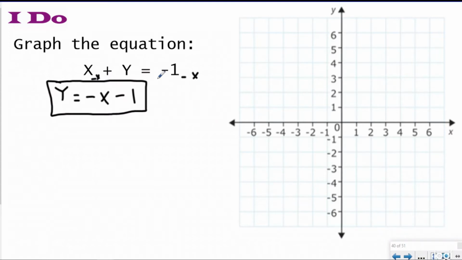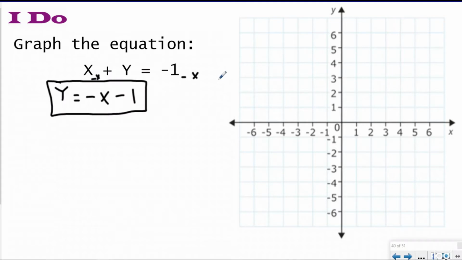So first, let's start with why this constant is called the y-intercept. I'm going to show a little bit of work here just to prove to you why we call this the y-intercept. This constant is called the y-intercept because it's where the line crosses the y-axis. It's where it is intercepted or intersecting with the y-axis.